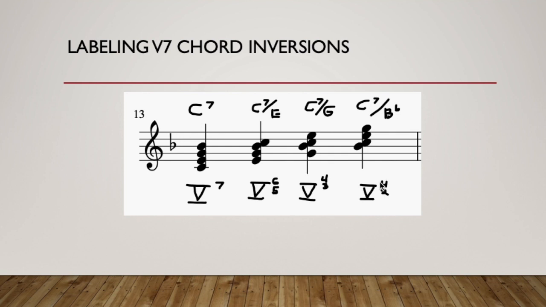And in third inversion, we've got 4/2. Again, we left off the 6th. And we just label the 4th and the 2nd. And notice how when I'm labeling these numbers, I'm always counting from the lowest sounding note.